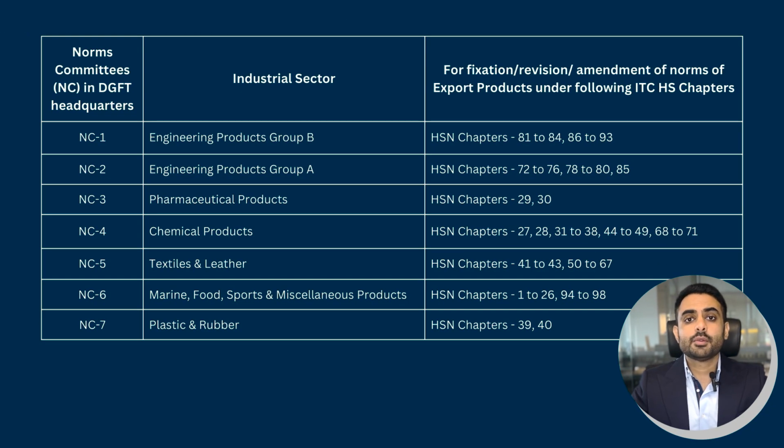These are the 7 types of norms committees ranging from NC1 to NC7 as shown in the picture on your screen. These norms committees are segregated on the basis of broad categories and nature of export products. Engineering products come under Norms Committee NC1. Pharmaceutical products come under Norms Committee NC3. Similarly, chemical products come under Norms Committee NC4 and so on.